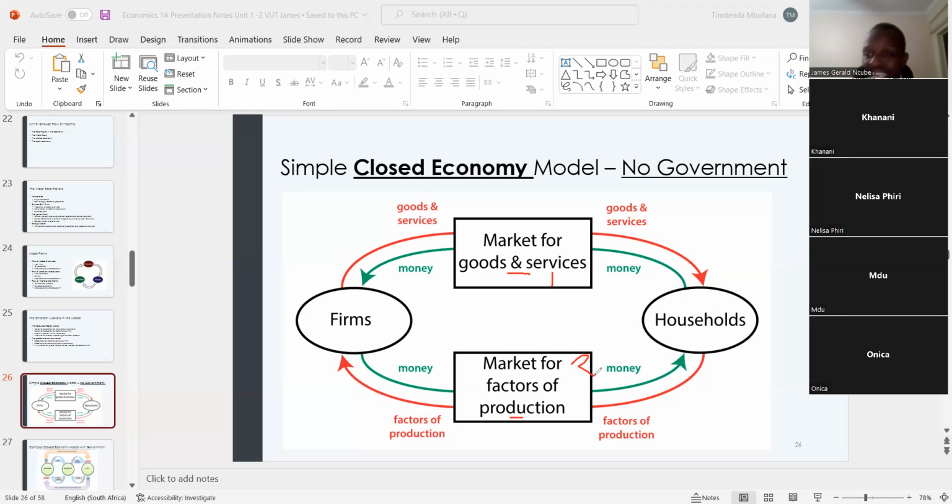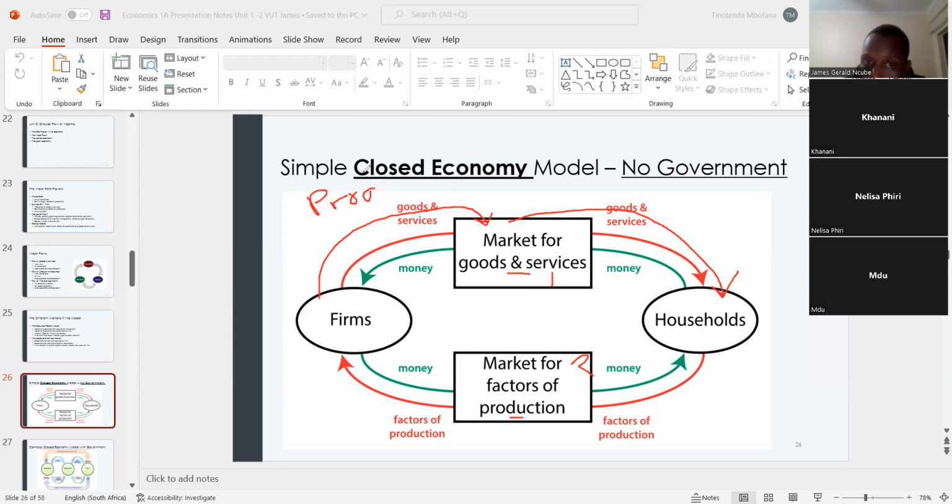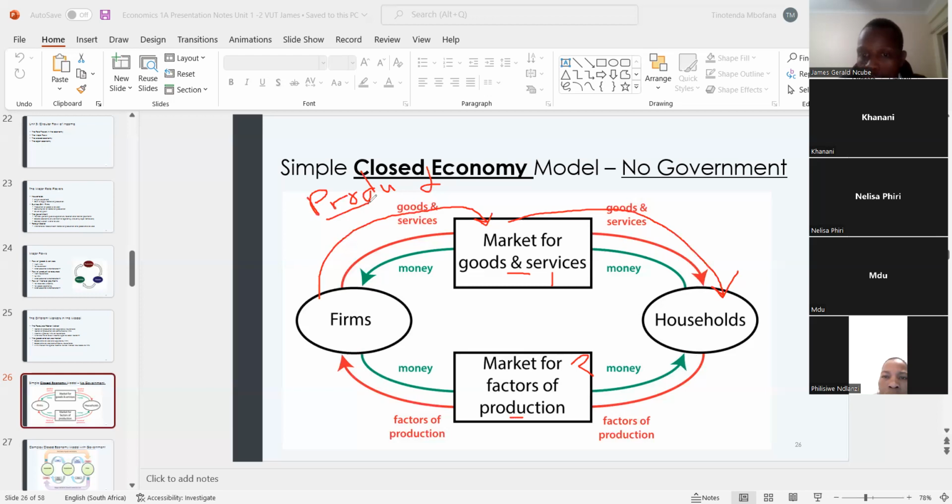So how do they interact with this market? If you were listening to what I was saying, I'm sure you already know how to answer this. The firms produce goods and services and supply them to the goods and services market. And when they do this, the households take these goods and services and consume them, and make use of them. So this is what we call the production flow, where there is production that takes place.